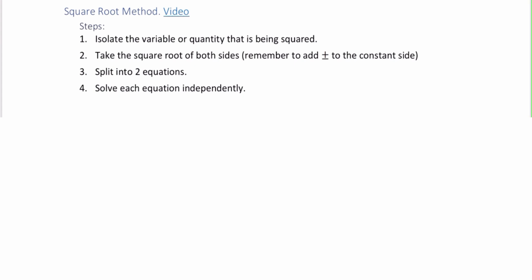The steps to solve using the square root method are: 1. Isolate the variable or quantity that is being squared. 2. Take the square root of both sides. Remember to add plus or minus to the constant side. Step 3. Split into 2 equations. And step 4. Solve each equation independently.